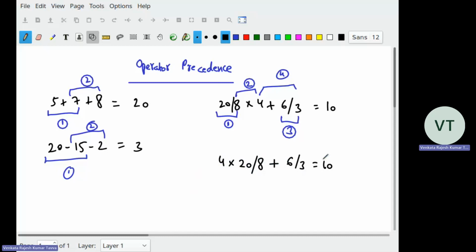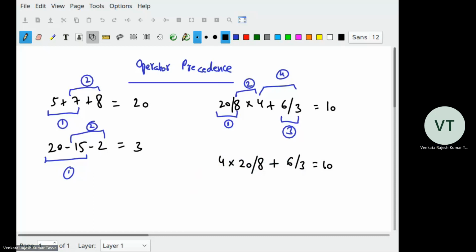Because division is performed first. Okay. If multiplication is performed first in the second expression, then you will get 12. If division is performed first in the second expression, then you will get 10. Right? Let's see what we will get. This is either 10 or 12. Two options.